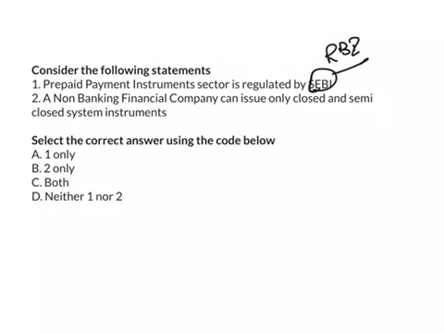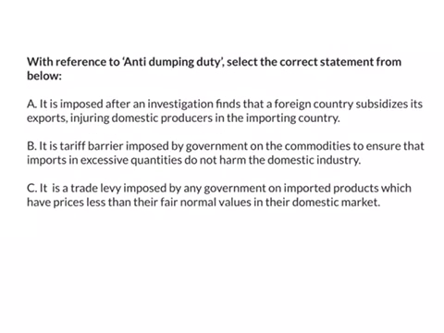A non-banking financial company can issue only closed and semi-closed system instruments. This statement is correct because it cannot issue open system instruments. So as the second statement is wrong and only one is correct, the answer here is A. The next question is, with reference to anti-dumping duty, select the correct statements from below.